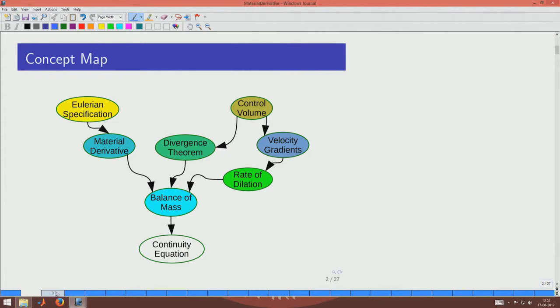We will need to specify what kind of coordinate system we are using. So, we will have what is called Eulerian specification that will be mentioned, and then the material derivative concept will be introduced. We will also need to introduce the concept of control volume, the convention used for the phases of the control volume, and then how the velocity gradients will change the control volume, and to define the rate of dilation based on that. We will also have divergence theorem that will be useful for us, and we will put all these things together into the balance of mass, and then we will get the continuity equation.